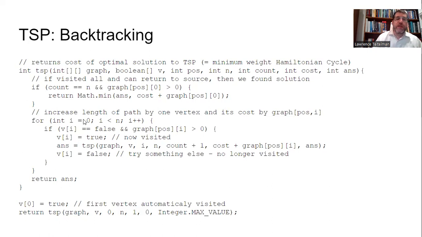Okay, what does this code do? Well, it's going to be similar to Hamiltonian circuit with its own little twist. So let's look at the code. All right, so I try to find another vertex to add to the path. And I say, if V of I equals false, anyone want to guess what that's for?